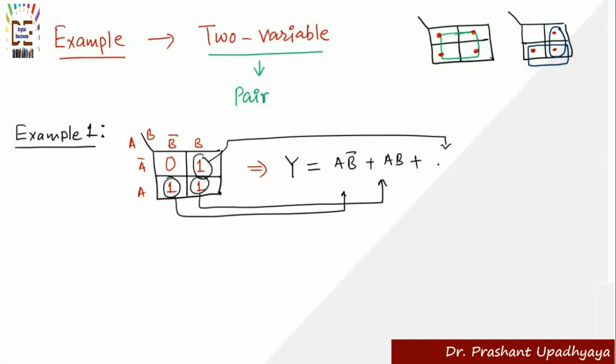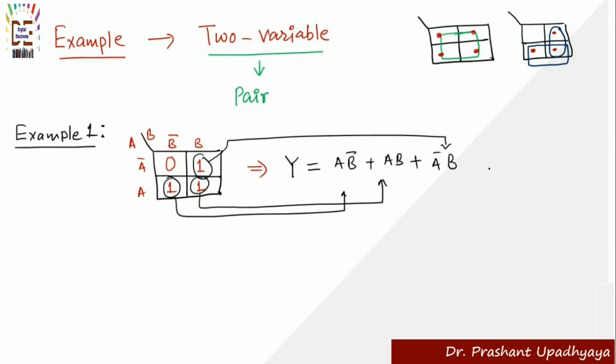This will be your A bar, B. Okay, so this is the answer. If we use the same method for using a K map, so in the K map, what we are doing? We are using gate level minimization. So what if we try to draw this function with the help of gates?